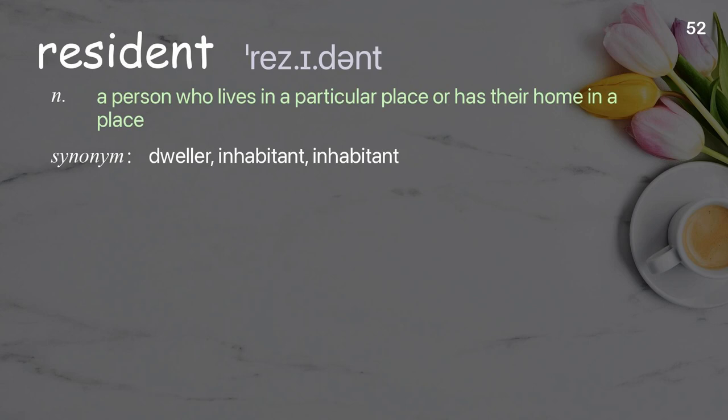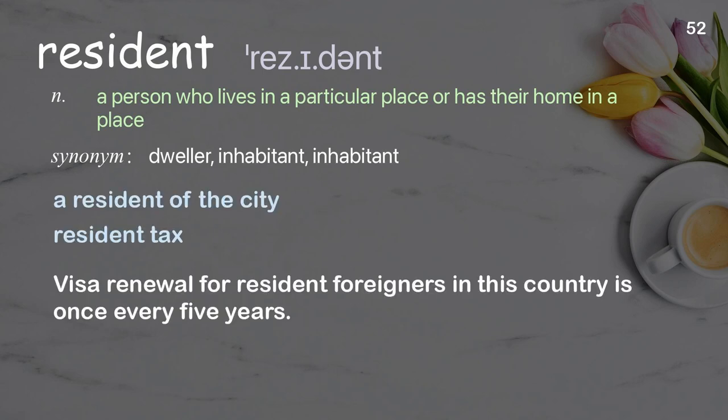Resident: a person who lives in a particular place or has their home in a place. Examples: a resident of the city, resident tax. Visa renewal for resident foreigners in this country is once every 5 years.